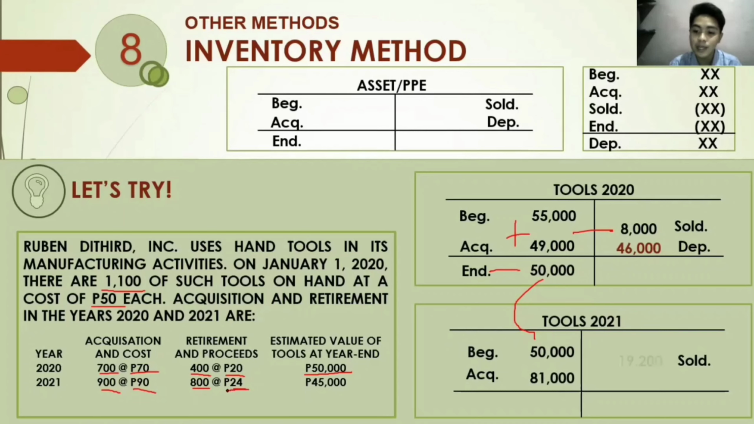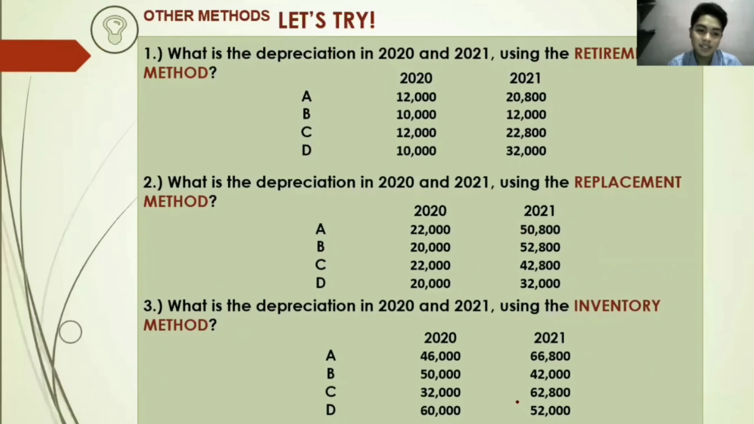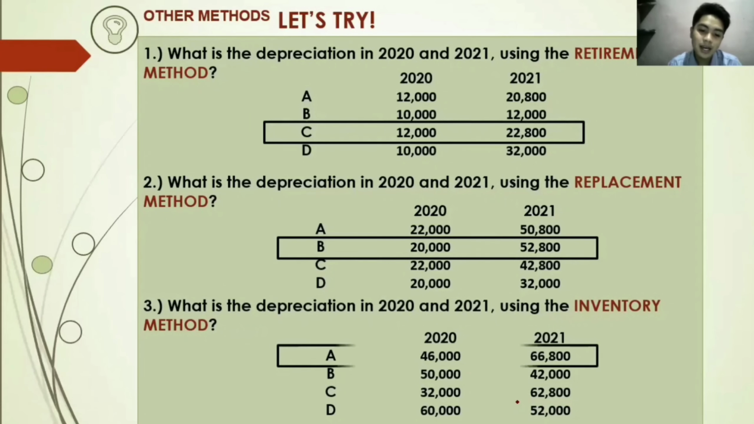So, 800 times 24, how much? 19,200. How much yung ending inventory? 45 daw. So, 45,000 ending inventory. Tanong, how much the depreciation expense? Add lang natin. 50 plus 81 minus 19,200 minus 45. How much the depreciation expense? 66,800. So, what is the answer in number 3?